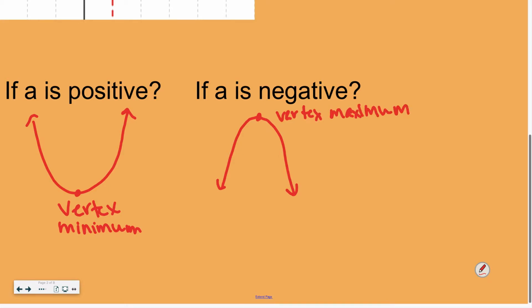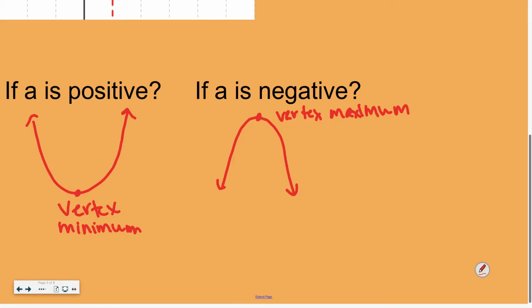Okay? That could be helpful in some sort of application situation where we're trying to find maybe a maximum or minimum. If we have a quadratic equation, we have the tools to be able to solve for either the maximum or minimum depending on the situation. Okay? And we'll look at something like that.